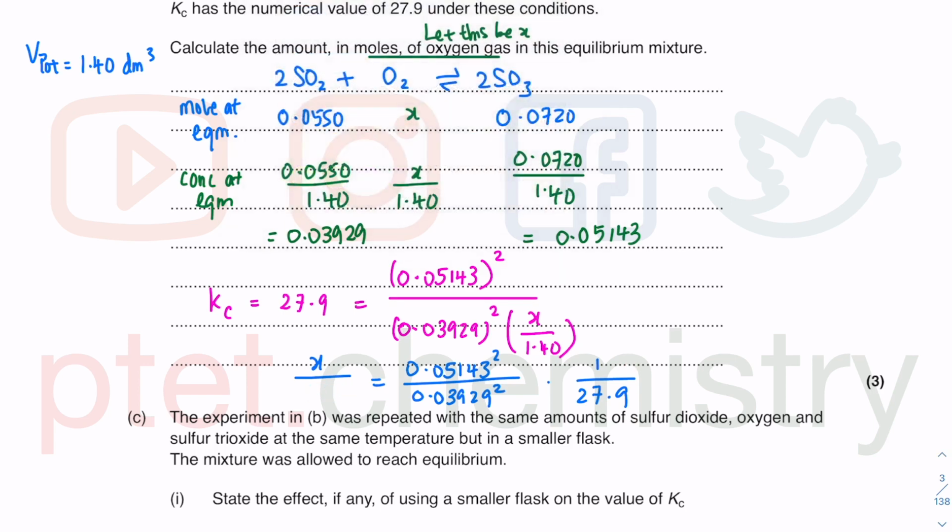I move up the 1.40 to the top right hand side. So I will get 1.40 onto the other side because I move this up, and then I have 1.40 that I move to the top right hand side, and then just pressing your calculator: 0.05143 square divided by 0.03929 square times 1.40, dividing that by 27.9. So what we get there is the mole of the oxygen.